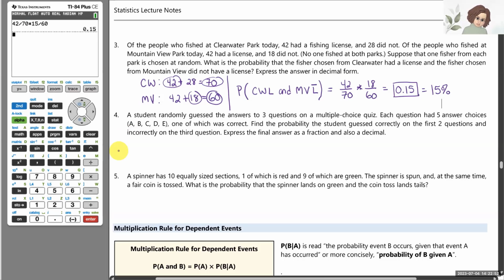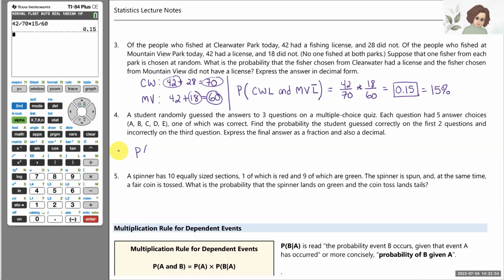All right, so let me write that question in symbols here. So we want the probability that, I'll just do C for correct. So they got the first one correct, and they got the second one correct, and then they got the third one incorrect. So I'll just use an I to write our abbreviation there for incorrect. So there's our first question, our second question, and our third question.